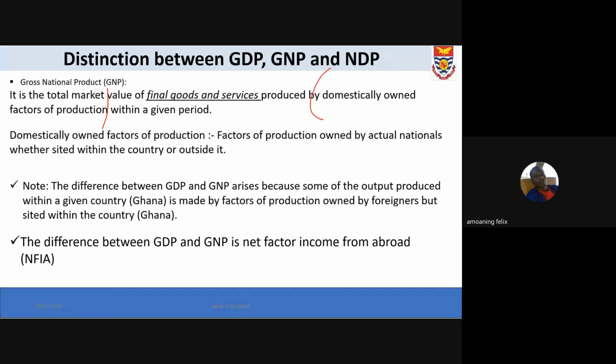owned only by Ghanaians. So when we talk about domestically owned factors of production, what we intend to look at is the factors of production owned by the actual nationals, either the person is sited in Ghana or is sited outside Ghana. Is that thing correct? Okay.